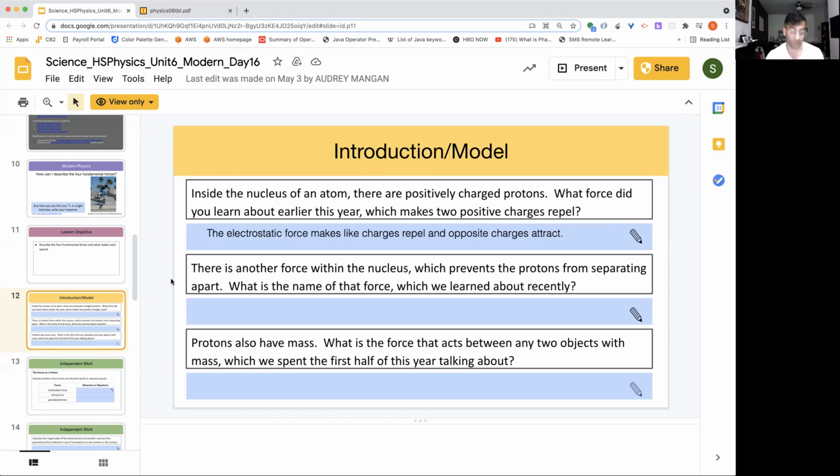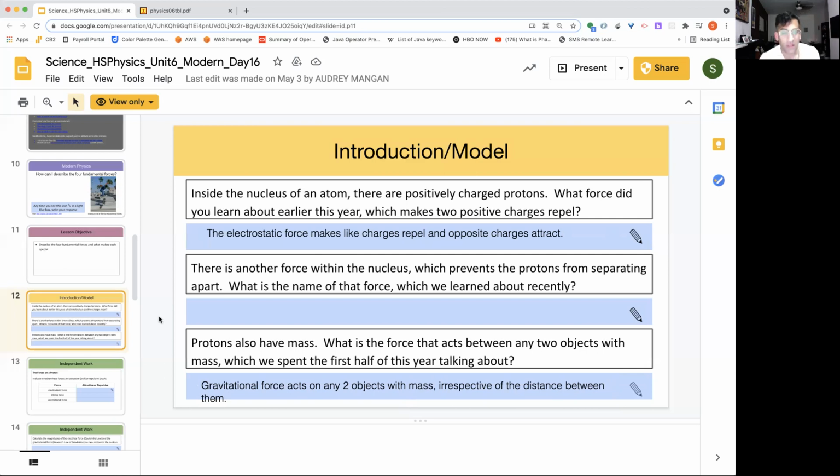Now, I'm going to jump down to the third question. Protons also have mass, and we're going to take a look at the physics reference table to get a specific picture of their mass. What's the force that acts between any two objects with mass, which we spent the first half of this year talking about? Again, the question is worded very well to activate that prior knowledge. This is a force that we talked about from the beginning of the year. This is the gravitational force. The gravitational force acts on any two objects with mass, irrespective of the distance between them. Between these two forces that we've already studied, hopefully you do remember, but if you don't, I'm going to repeat it right now.